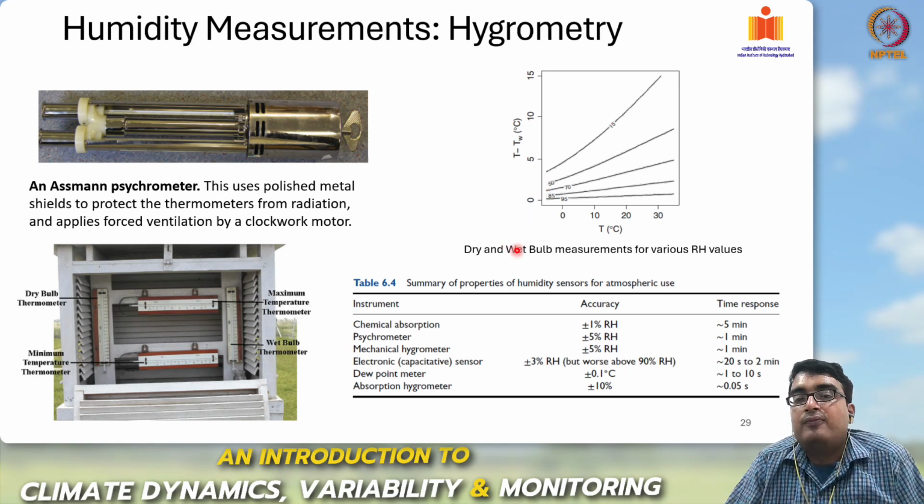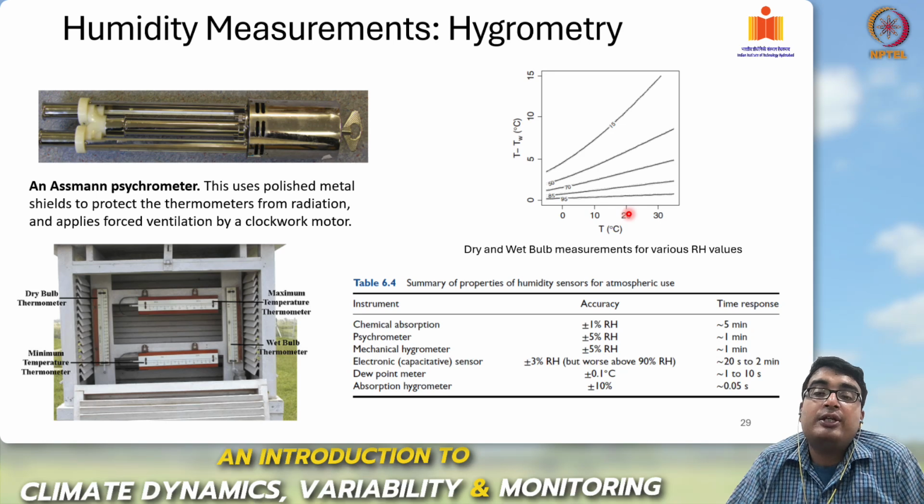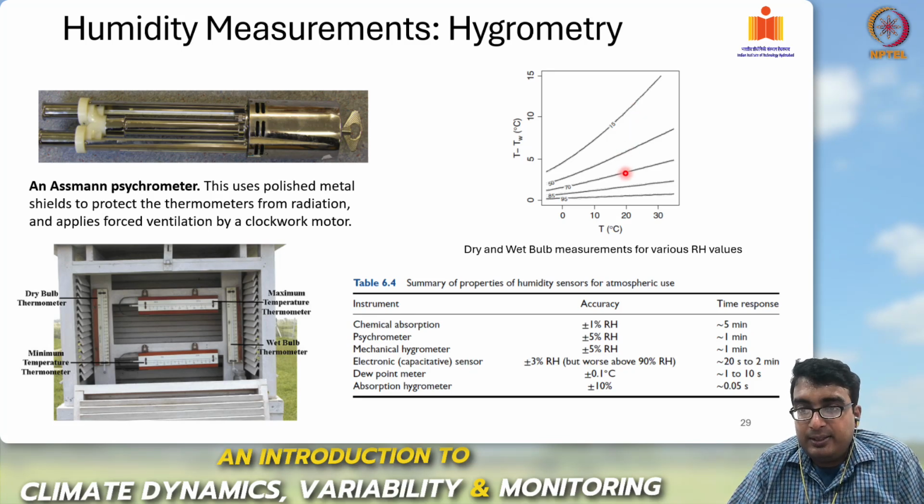the measurements of dry and wet bulb temperature for various relative humidity values. So, for a given air temperature T, suppose the air temperature T is 20 degrees centigrade, then at a relative humidity value of 15%, which is quite dry air, you see that the difference between the dry bulb temperature and the wet bulb temperature is around 11 to 12 degrees centigrade. Whereas, if the relative humidity is 70%, then the difference is around 4 degrees centigrade at 20 degree air temperature.